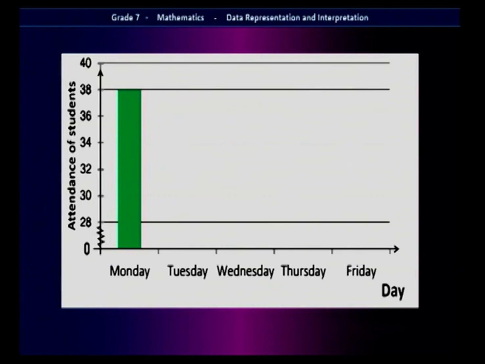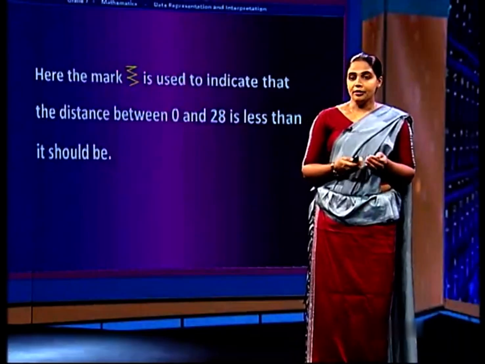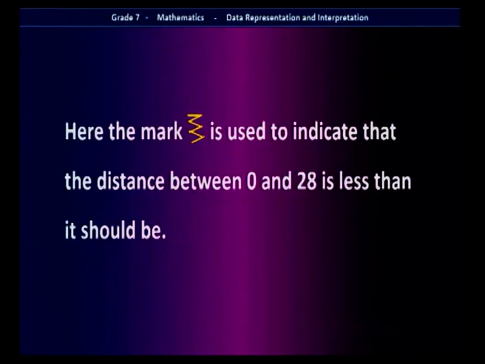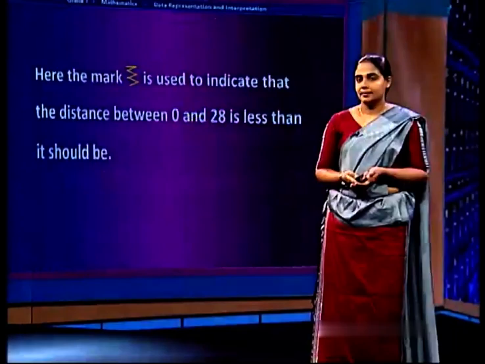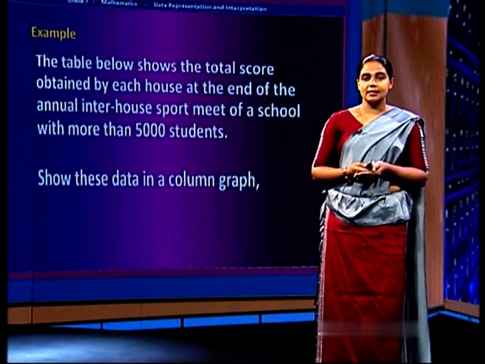Then kids, here the same bars are drawn. Is it clear now? Then let's go to another one. Don't forget the mark you can see here. It is used to indicate that the distance between 0 and 28 is less than it should be. Definitely we should use this mark. Then dear students, let's go to another example.